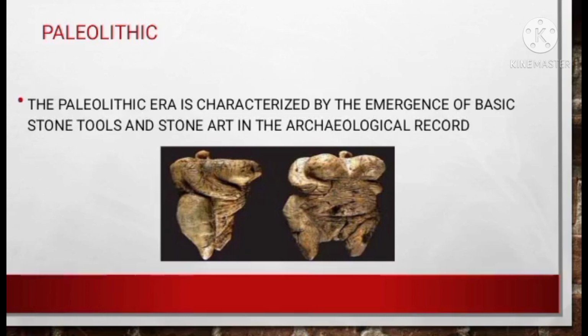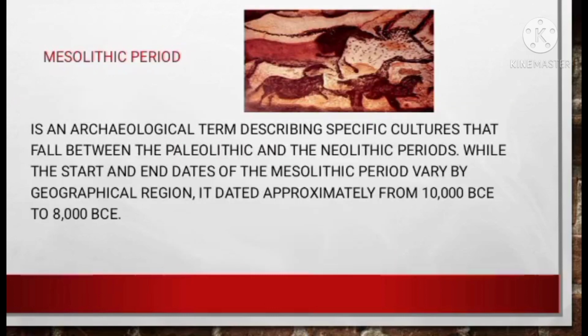They used basic stone and bone tools for hunting birds and wild animals. Mesolithic Period is an archaeological term describing specific cultures that fall between the Paleolithic and the Neolithic period. It is also called the Middle Stone Age. The people of this age lived on hunting, fishing, and food gathering, and later on they also domesticated animals.